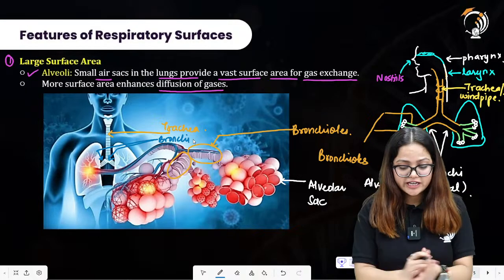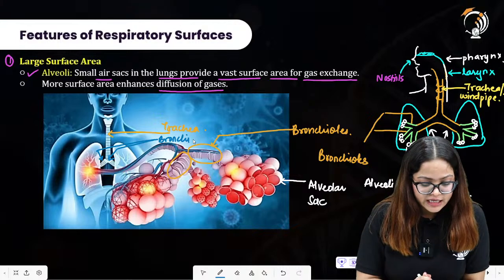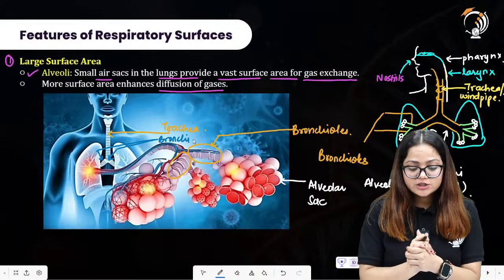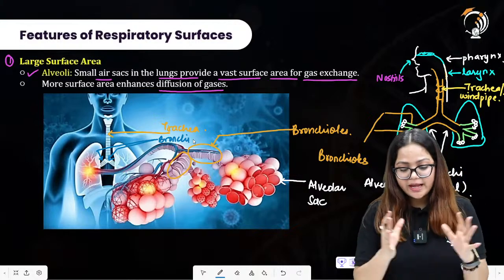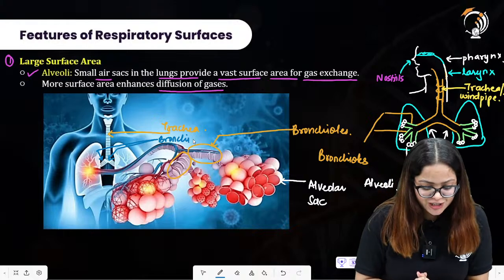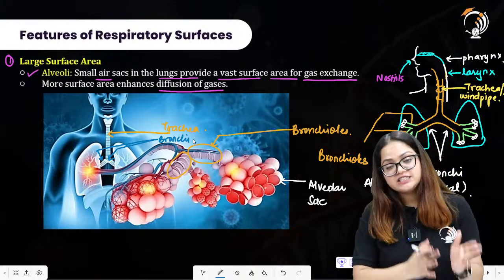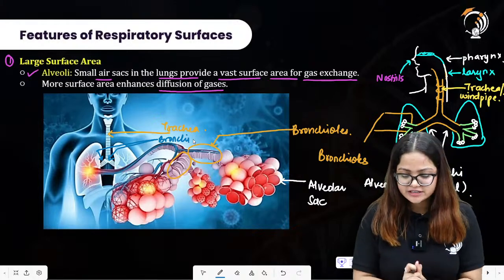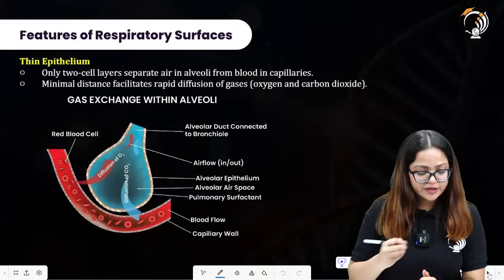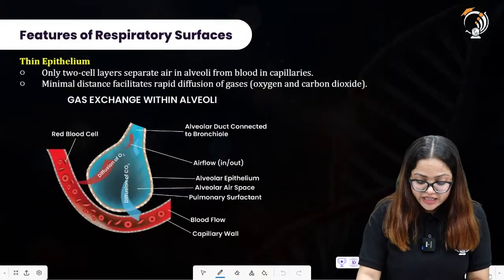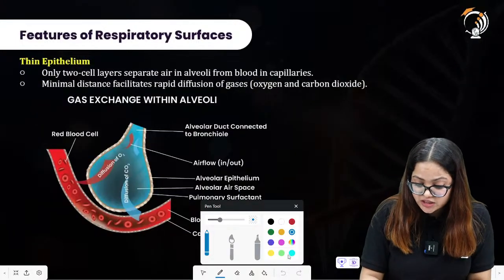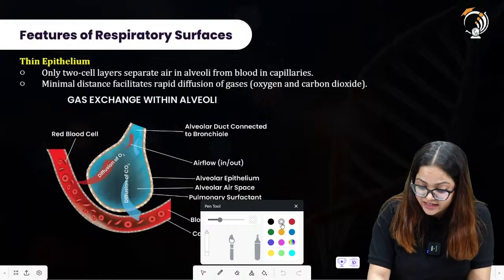So that's how the respiratory system looks. Alveolar sacs are the small air sacs in the lungs that provide a vast surface area for gas exchange. Understood? More surface area enhances diffusion of gases. We have already understood this. Moving further, the epithelium. Now the epithelium, or the surface through which the diffusion is going to occur, should be very thin in nature.